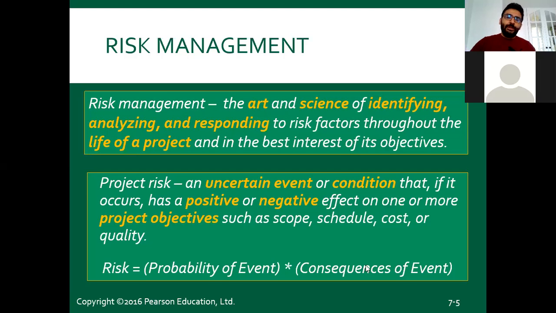Okay, let's look at that. So we can define risk management as the art and science of identifying, analyzing, and responding to risk factors. As I mentioned before, risk factors are out there. You see them, you expect them to happen. Some of them have high probability, some of them have low probability. So you identify them, analyze them, respond to them, and through the life of the project, you actually try to control them. You try to minimize their bad impacts, for example, or get rid of them.